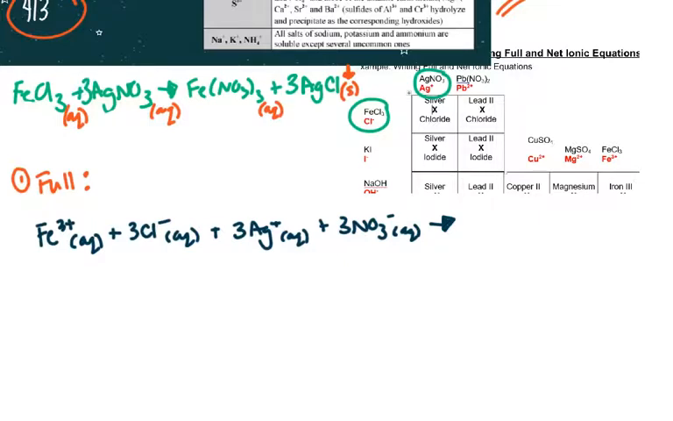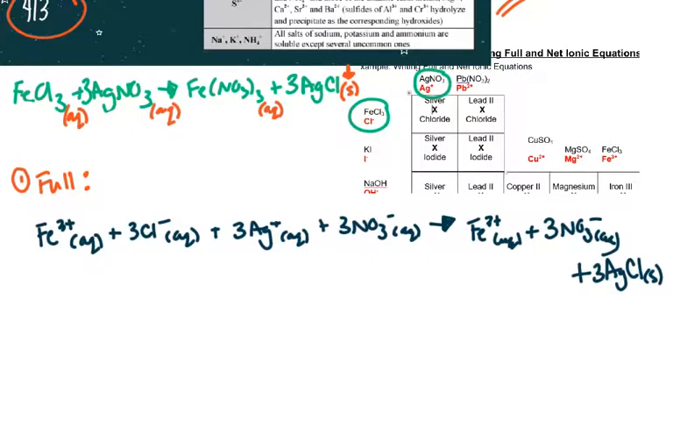My products, I have my iron nitrate, that's aqueous. So I have my iron 3+, again, it's aqueous, plus my 3 nitrates. Nitrate is -1, aqueous. And then finally, my other product is my 3 silver chlorides. I don't break those up into their ions because in the solution, it's not broken up in ions. It precipitates out as a solid. So I show that by leaving it in its full molecular structure or balanced equation.